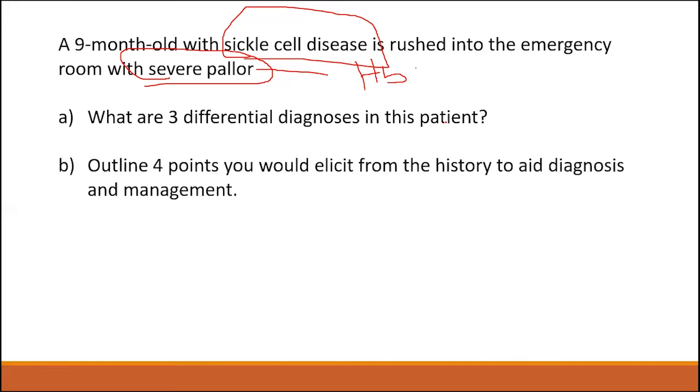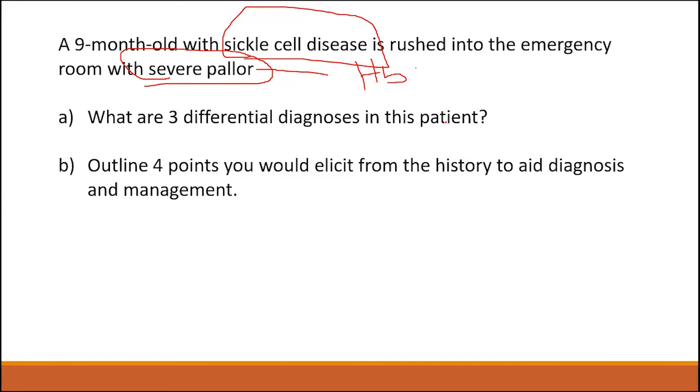Outline 4 points you will elicit from the history to aid the diagnosis and the management. What it means is, what relevant information will you need so that it can help you with your diagnosis and, of course, with your management? Now, you have already mentioned differentials. So mention things that are connected to the differentials.